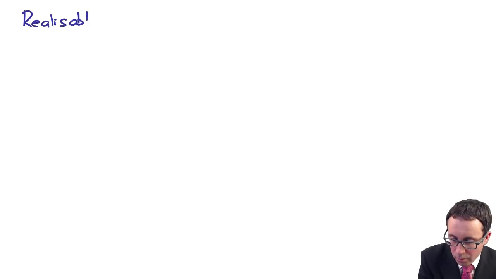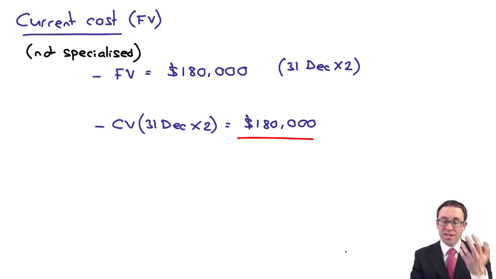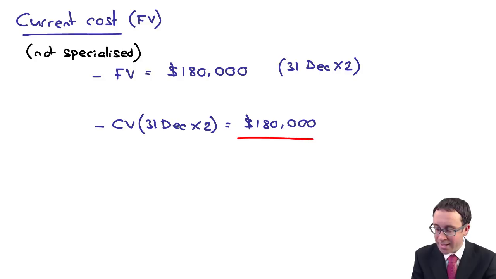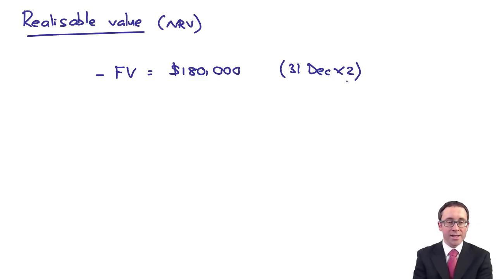You then also have your realisable value. So effectively, you've got your current cost, which takes account of your fair value. Your realisable value is looking at your net realisable value. So here, your fair value is at 180,000 at my 31st of December X2 reporting date.